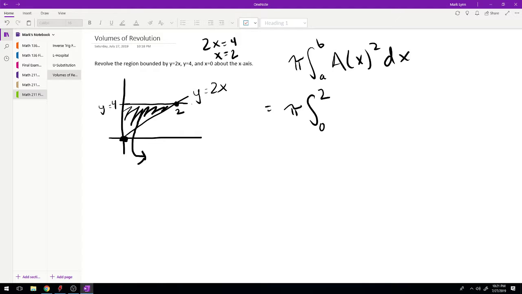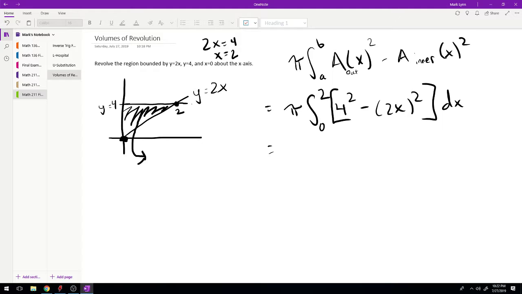And then our function, this is the washer method. If we modify the disk method, we have the outer area squared minus the inner area squared. The outer, or the top curve in this case, would be y equals 4. The inner, or the bottom one, would be 2x. And we would square that as well.